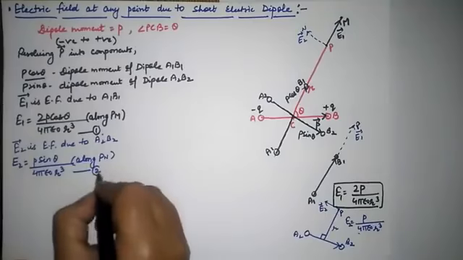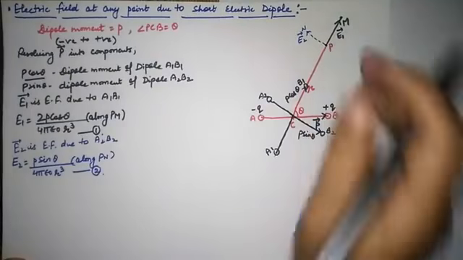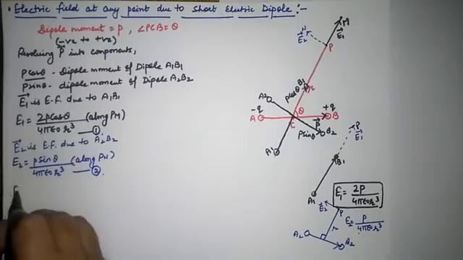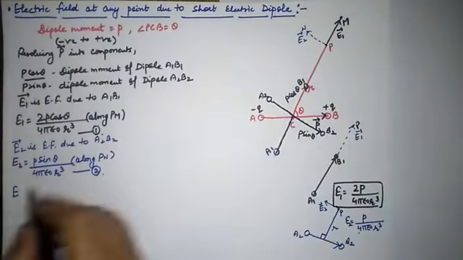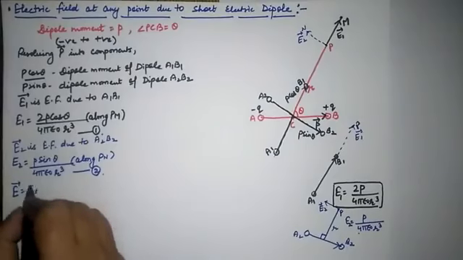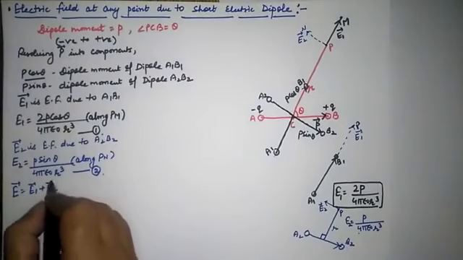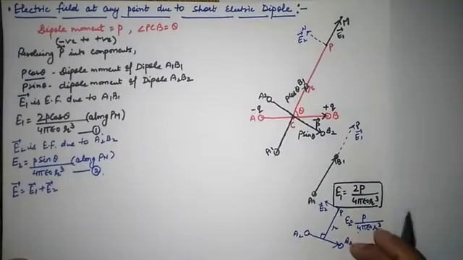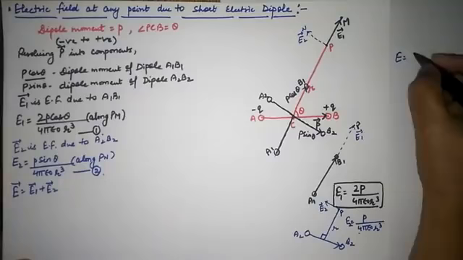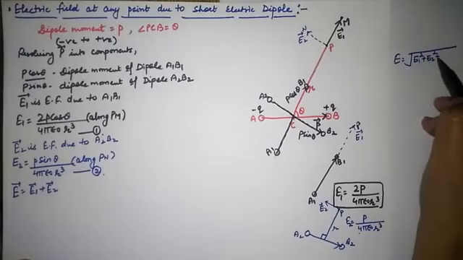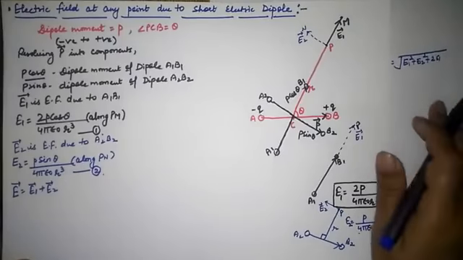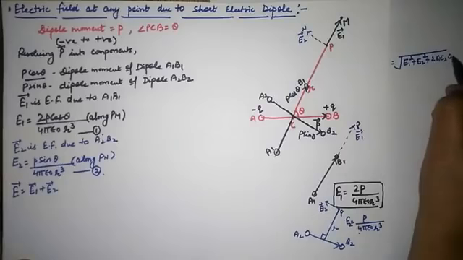This is equation 2. Now the resultant electric field at P is taken as E. It is the vector sum of these two. What is the vector sum? E is equal to vector E1 plus vector E2. We can use the parallelogram law of vector addition. We know that E is equal to square root of E1 square plus E2 square plus 2 E1 E2 cos theta.